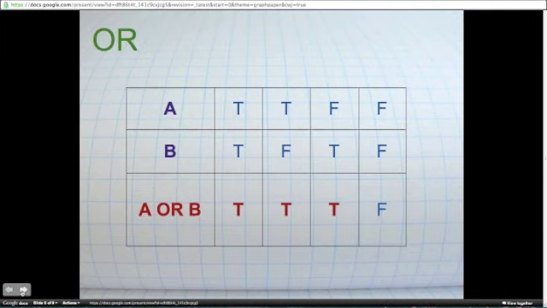Then we have a compound condition joined with an or, A or B. The same table, the only thing that we've done is change the compound condition. Now, the rules on the or are that if either side, A or B in this case, is true, then the entire thing is true. So it's true when both A and B are true. It's true when only A is true. And it's true when only B is true. In fact, it is only false when both A and B are false.